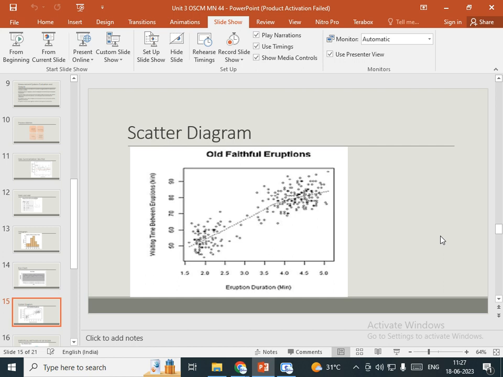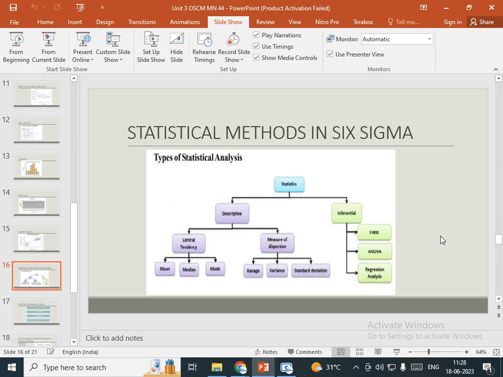Next is the scatter diagram. It portrays various x, y coordinate data points and signifies the association between two similar variables on the x-axis and y-axis. Apart from that, we also have the normal probability plot and Weibull plot. So there are various statistical methods which are used in Six Sigma. These are the types of statistical analysis displayed on the screen.